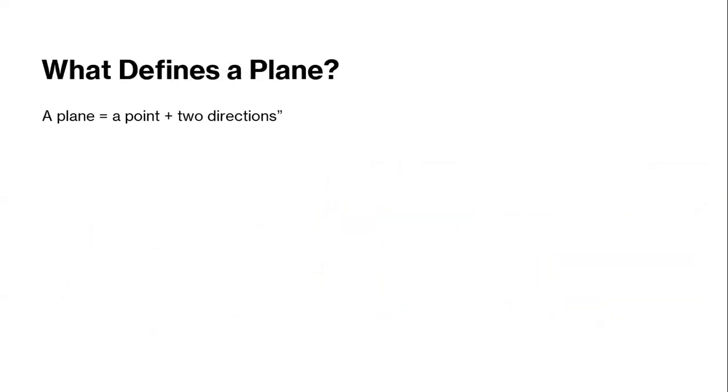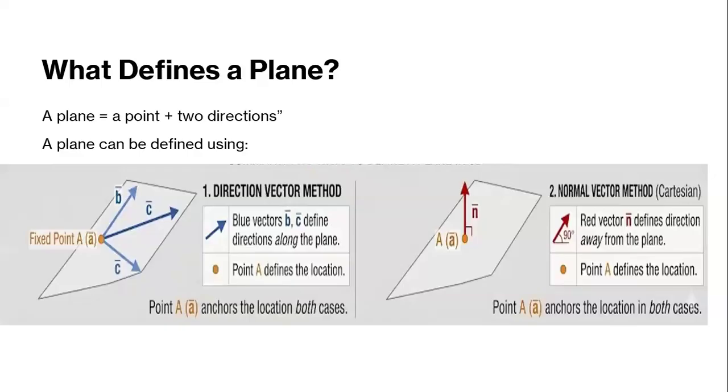What defines a plane? A plane is a point plus two directions. A plane can be defined using the following two different methods. The first one is the direction vector. There is a fixed point A, then you see it spreads along the three different sides. The blue vectors B and C define the directions along the plane, where the point A defines the location. It's color coded for you to see what I'm talking about. So point A anchors the location in both cases.